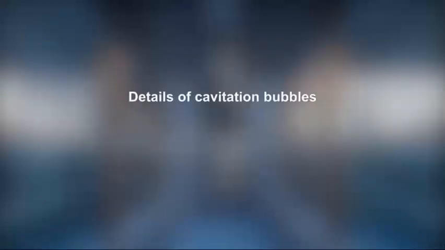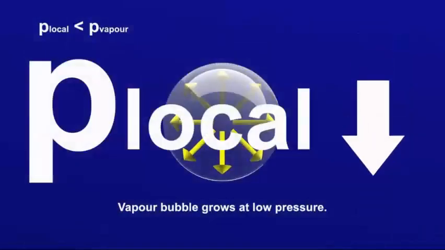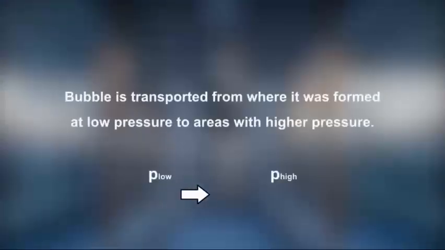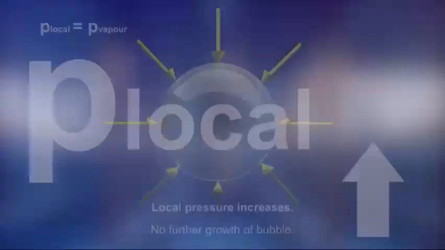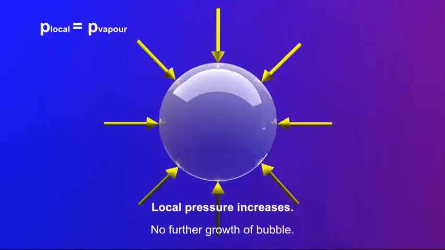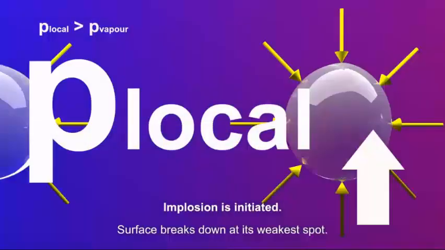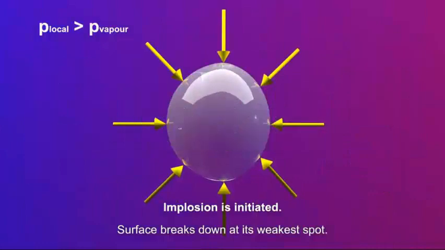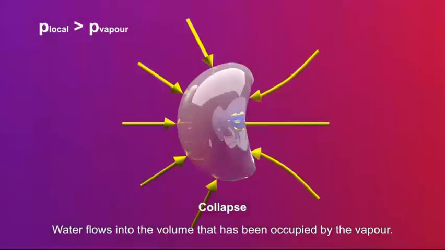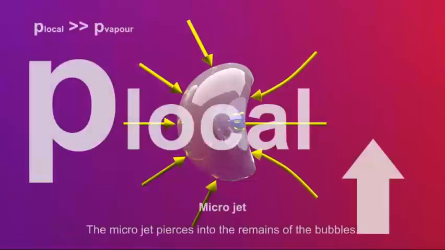Let's go through the whole process again. If the local pressure decreases below the vapor pressure, water evaporates. A cavitation bubble is forming, is growing larger, and is transported with the flow to a region with a higher pressure. The bubble stops growing. If the local pressure exceeds the vapor pressure, vapor condenses, starting from the bubble's wall. Its surface starts to break down at its weakest spot. A microjet forms and pierces into the bubble's opposite surface. The bubble is now collapsing.